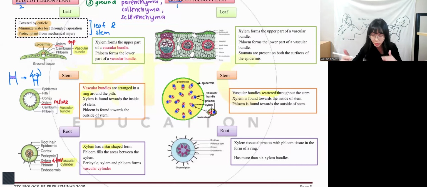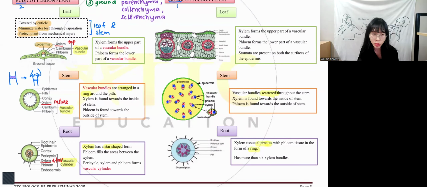So the location of xylem and phloem is the same. For root, it is different. They have alternate arrangement. What does alternate mean? It means xylem, phloem, xylem, phloem. They take turns to arrange. They will form into a ring pattern, as you see here. Xylem, phloem, xylem, phloem, xylem, phloem, they form into a ring pattern.